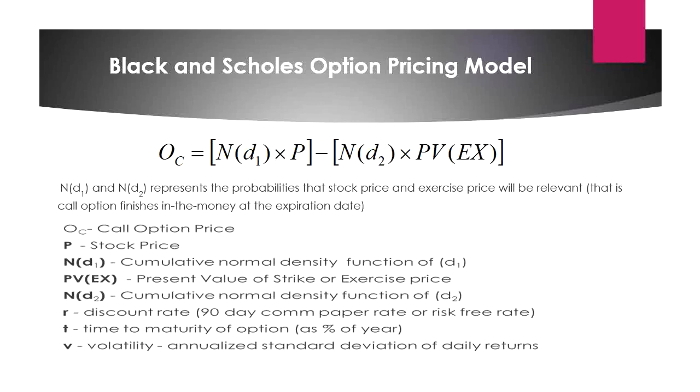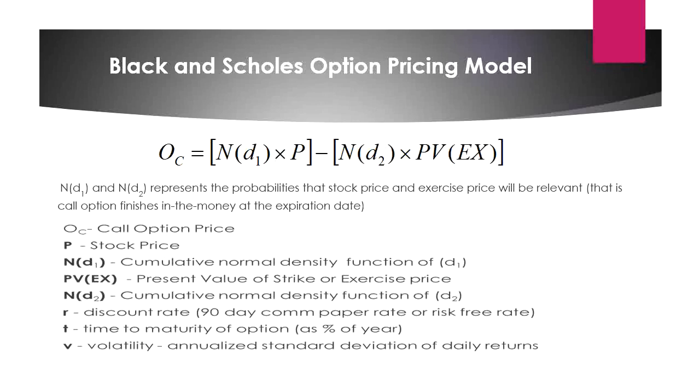The formula at the top of my slide is given. It's O sub C equal to N(d1) times P minus N(d2) times present value of EX. Here N(d1) and N(d2) represent the probabilities that the stock price and its exercise price will be relevant. That is, the call option finishes in the money at the expiration date.